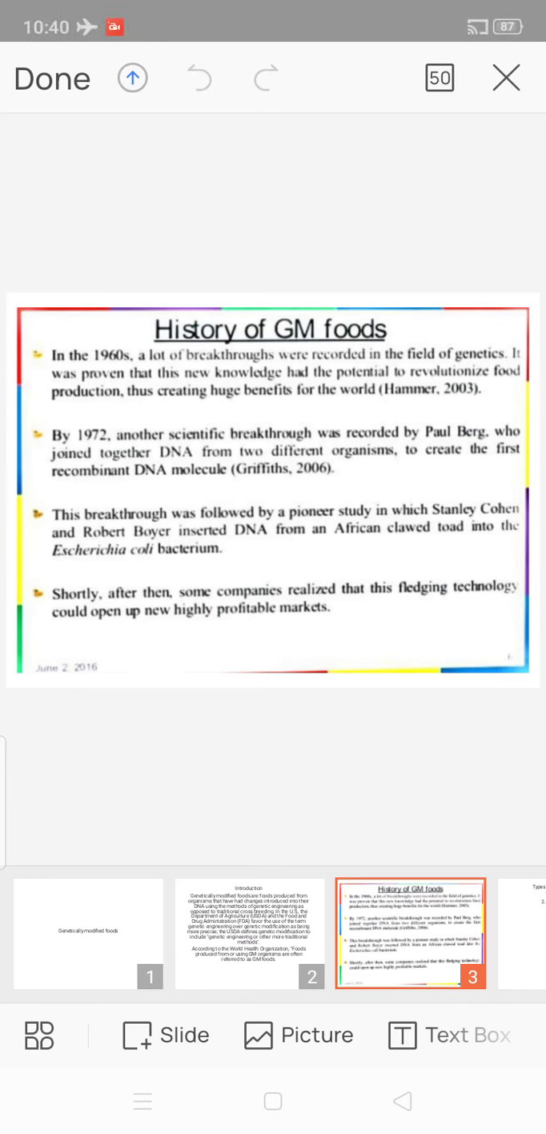This breakthrough was followed by a pioneer study in which Stanley Cohen and Herbert Boyer inserted DNA from an African clawed toad into the Escherichia coli bacterium. Shortly after then, some companies realized that this fledgling technology could open up a new highly profitable market.